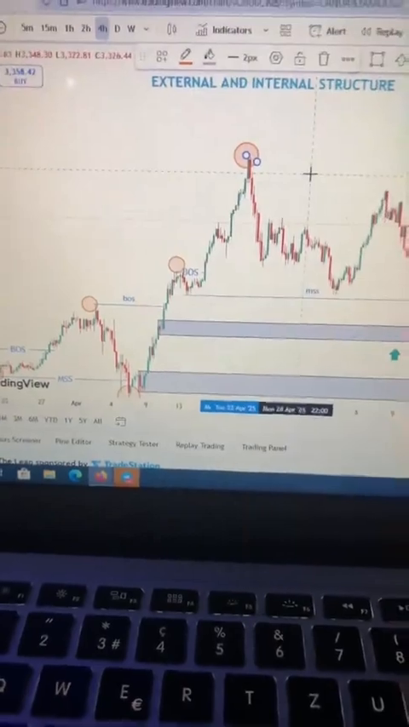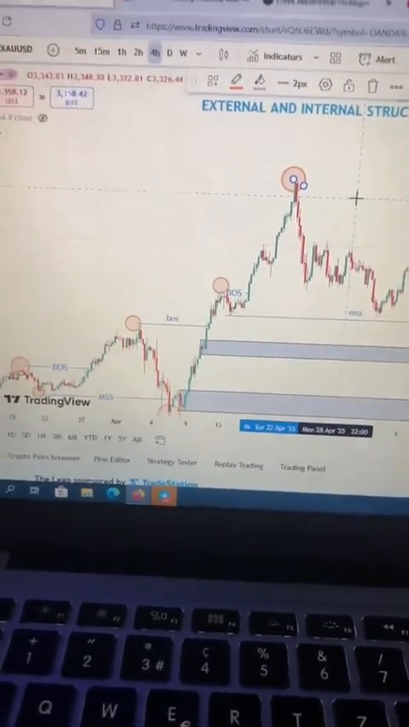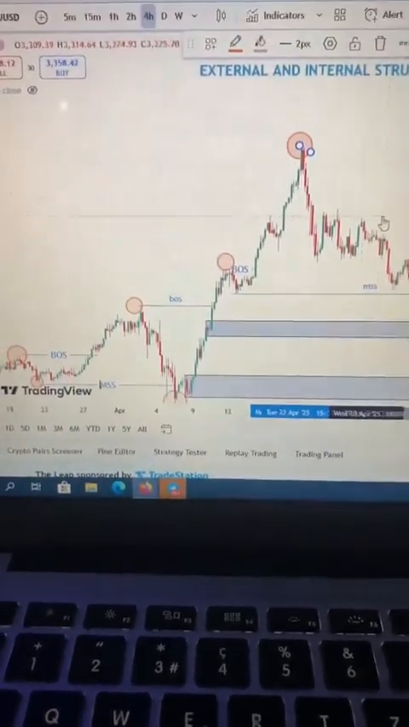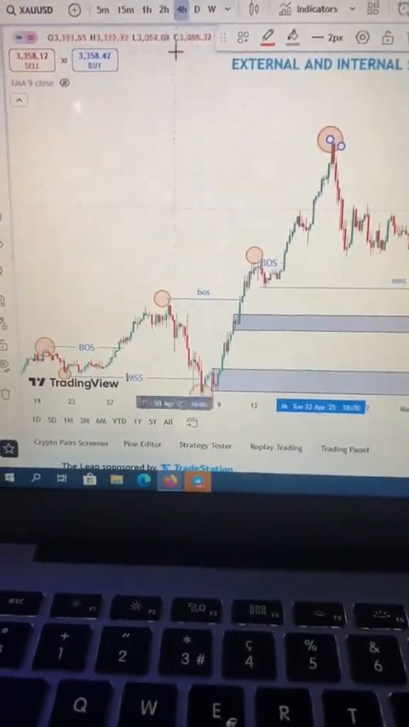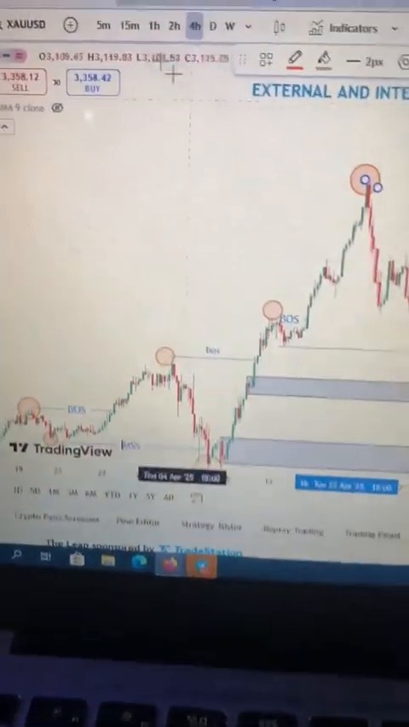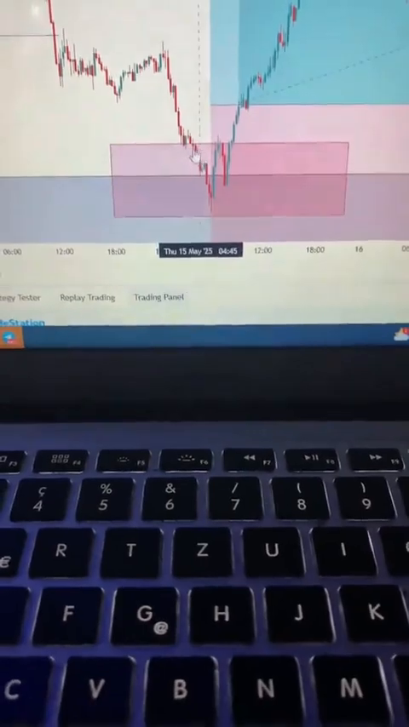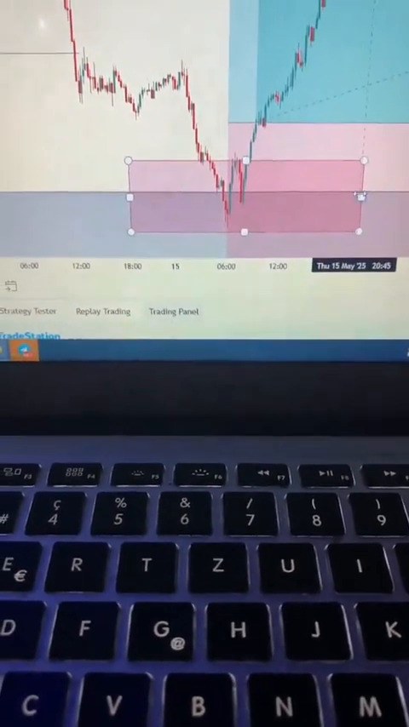And what are the major characteristics? What to consider for you to know your internal structure? Number one, it is found in your 15 minute time frame, 5 minute time frame, or 1 minute time frame. For me, the 15 minute time frame. So I'm calling on my 15 minute time frame. Now, this is the mitigation here in your 4 hours. That's the symbol of the mitigation in your 4 hours.